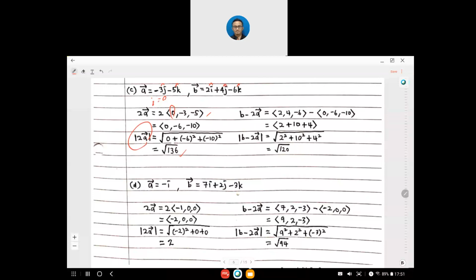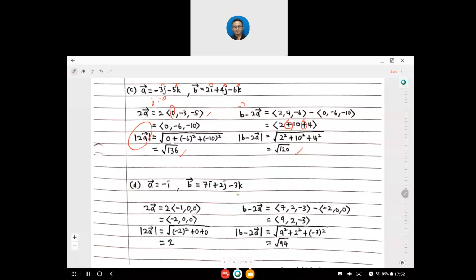Also the same thing for vector B minus 2A. So you can get vector 2, 4, negative 6, minus 0, negative 6, negative 10. So you can get, what is this, this should be a plus. Okay, so supposedly you must put the comma 2 and then comma 10 and then comma 4. So you can get 2, 10, 0.